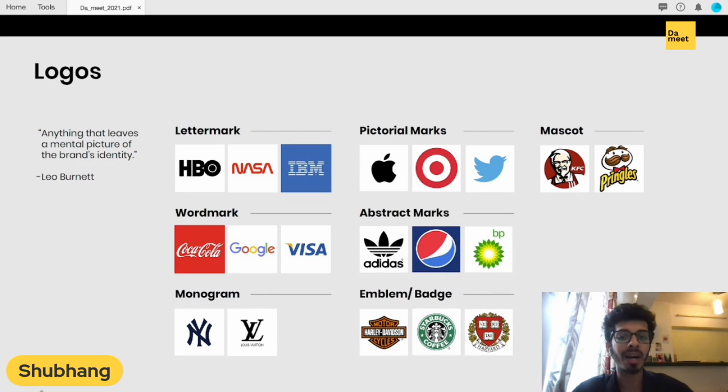Then pictorial marks: basically, how a pictorial mark is different from an abstract mark is that pictorial marks are something you can recognize. For example, an apple is a shape you would recognize. A Twitter bird is something you could recognize. But the Adidas symbol or the Pepsi symbol is something which is up for debate. You can think, okay, it's a wave, it's a giant wave, it's the sun, it's anything. You can debate on it forever. Those are what abstract marks are.